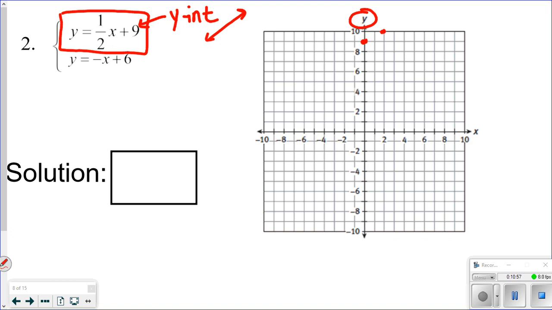So up 1 over 2. And I can't go up 1 over 2 anymore. So let's go down 1, left 2. Down 1, left 2. And use your ruler and connect the points with a straight line.